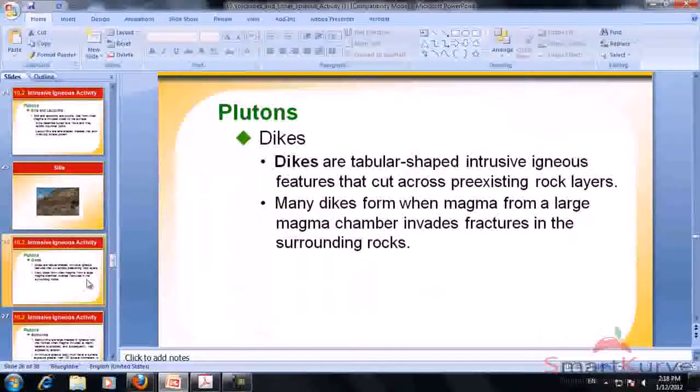Let's move on. Next are dikes. Dikes are tabular-shaped intrusive igneous features that cut across pre-existing layers. They form when magma from a large chamber invades fractures in surrounding rocks. So if you've got a crack in a rock, it's all older rock that's there, and the lava fills in that crack. That's what we call a dike.